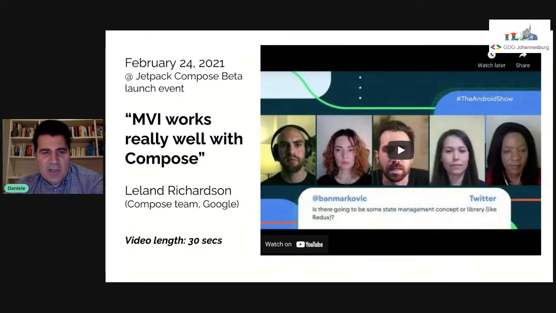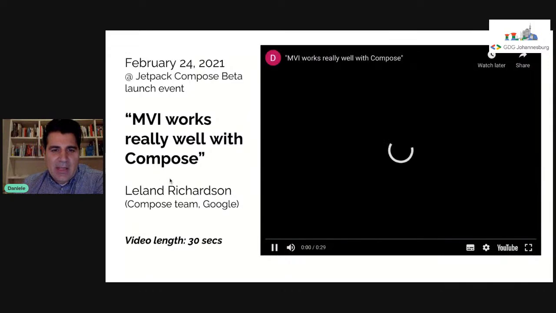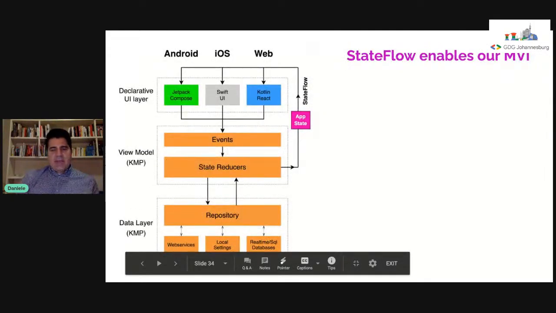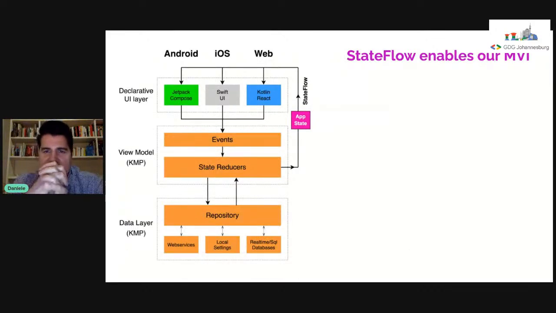So from the words of the Compose team, Leland Richardson is mentioning that MVI is a particularly good pattern to work with Jetpack Compose and declarative UIs in general. So, specifically in our architecture, the D-KMP, we have StateFlow that is enabling our MVI pattern.